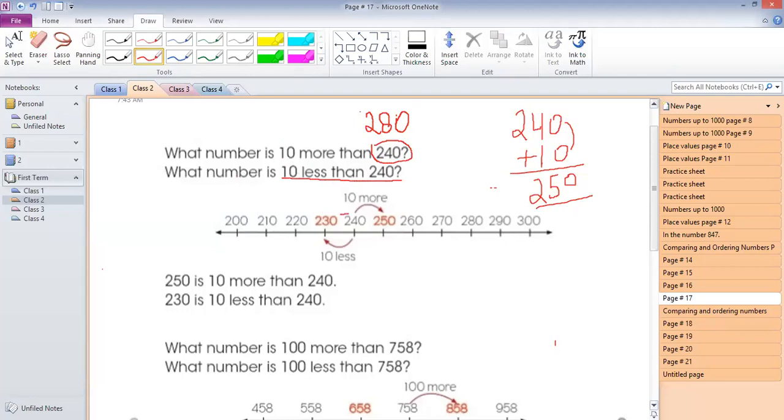So this is 240. Because you have to find out 10 less, you will check the number which is exactly before 240, and that number is 230. So 230 is the answer. What number is 10 less than 240? That is 230. How do you know? Because in the number line, you check what number is before 240. So that is 230.